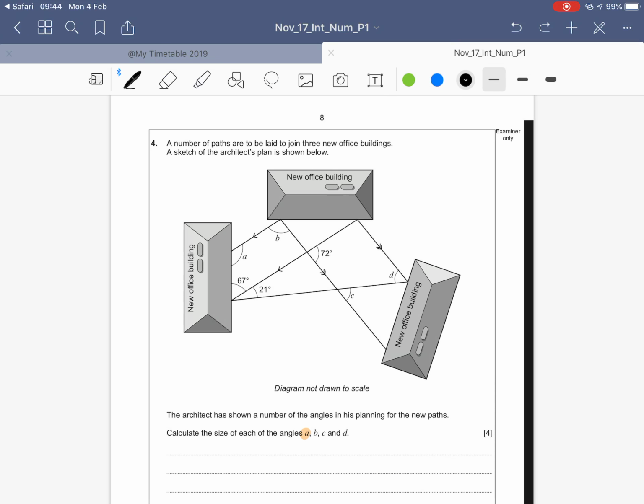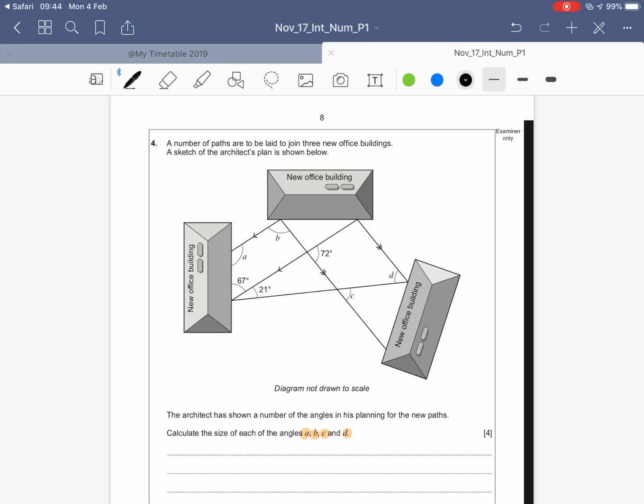Okay, so picking back up at question 4 of the numeracy paper, November 2017. Here we have a picture of parallel lines. A number of paths are to be laid to join 3 office buildings in the sketches of the architect's plan. We need to find angles A, B, C and D.